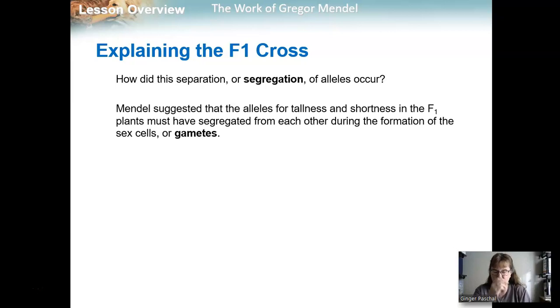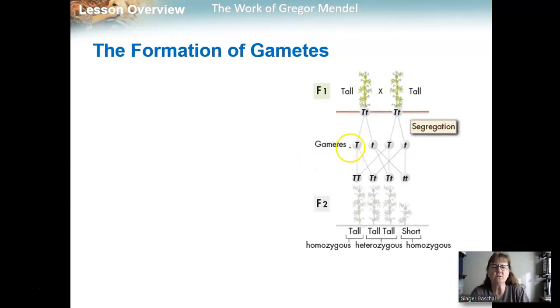There's something called the principle of segregation. Mendel suggested that the allele for tallness and shortness in the F1 plant must have segregated, or must have separated. This is called the principle of segregation. They must have separated from each other during the formation of sex cells, or gametes. So let's take a look at what we're talking about here.